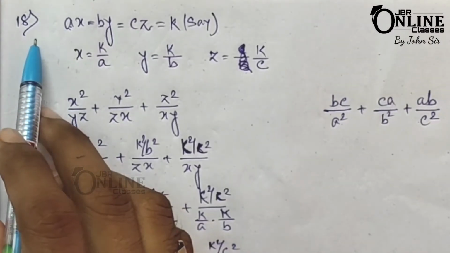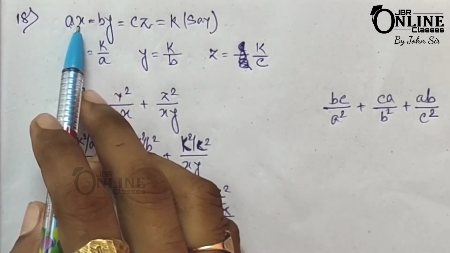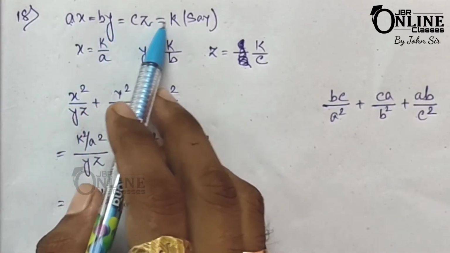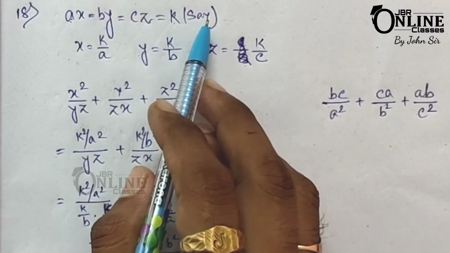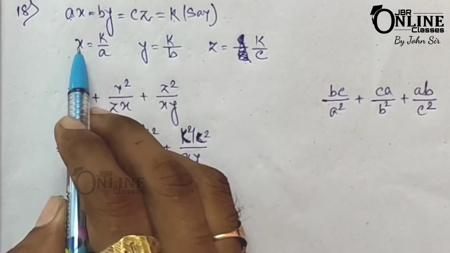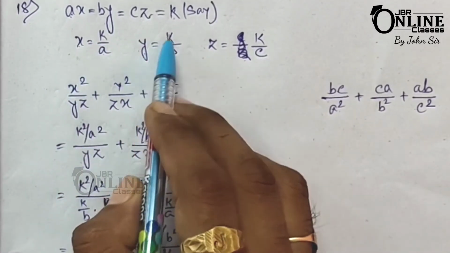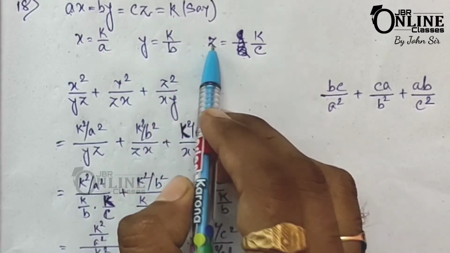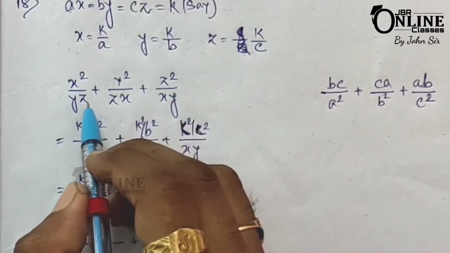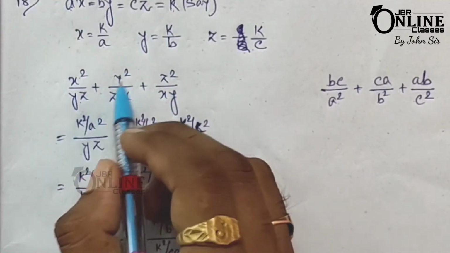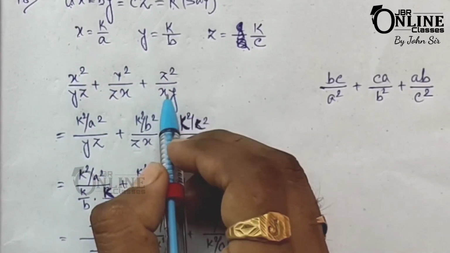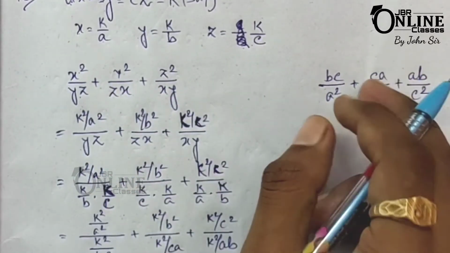Okay, now next sum number 18. In sum number 18, ax plus by plus cz equal to k, you have to let this one. So from that, x equals k by a, y equals k by b, and z equals k by c. Now you have to prove that x square by yz plus y square by zx plus z square by xy equals this one.